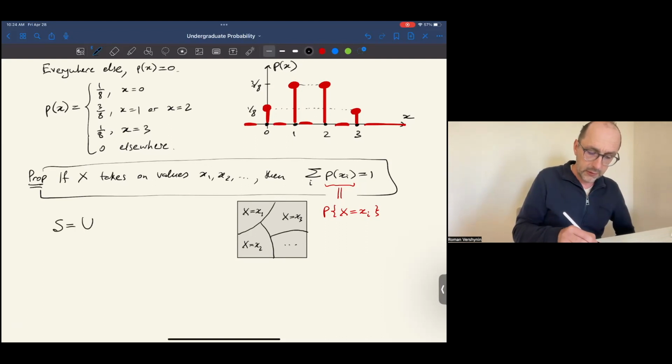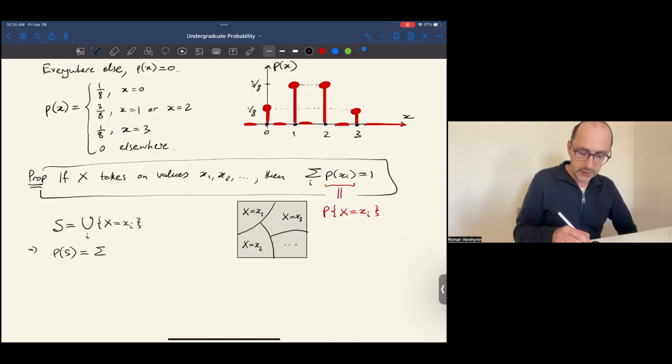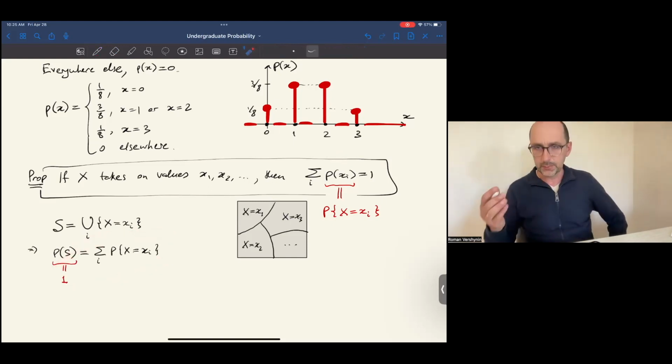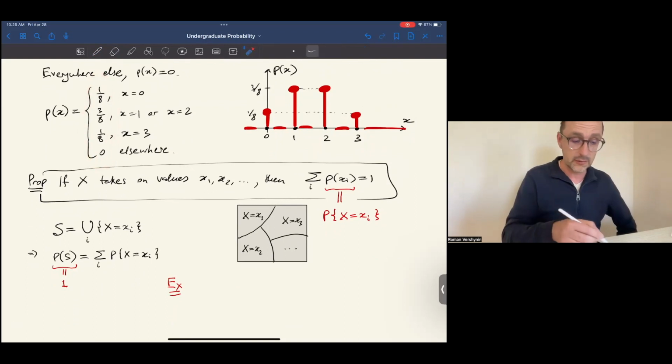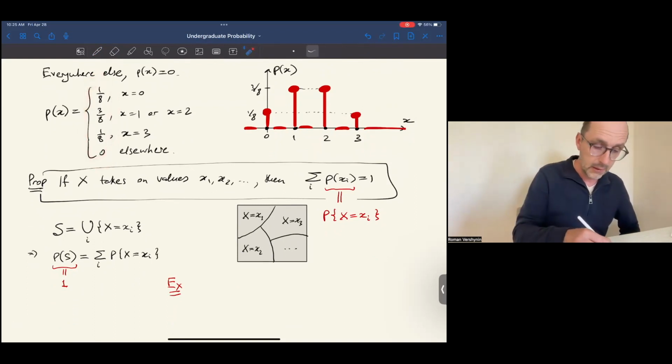The sample space is a union of mutually exclusive events. And by the additivity axiom, the probability of S is the sum of their probabilities. Probability of the sample space is 1. And so we prove the proposition. For instance, let's sum the values in this example. 1/8 plus 3/8 for x equal 1 plus 3/8 for x equal 2, plus 1/8 equals 1.